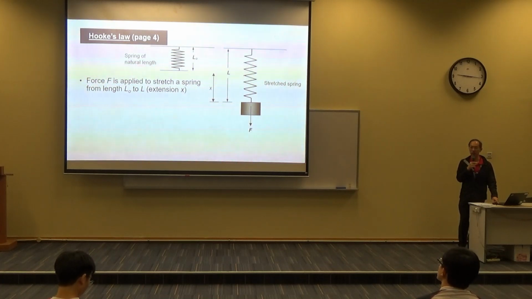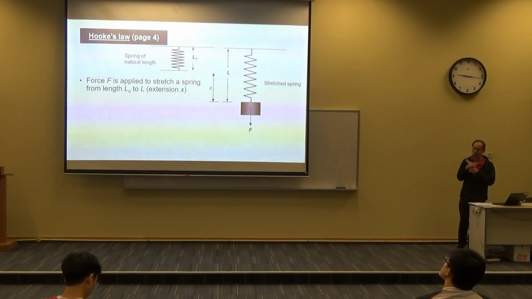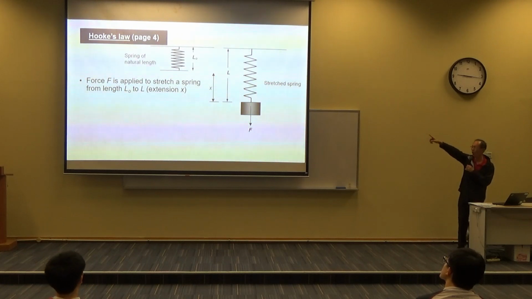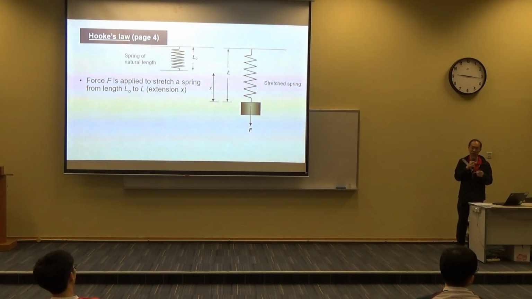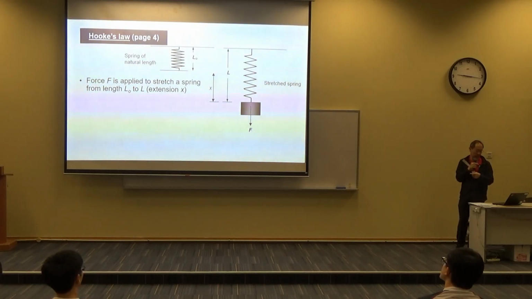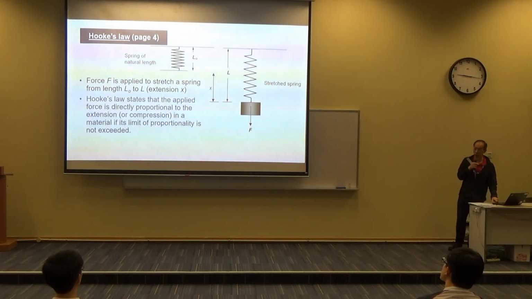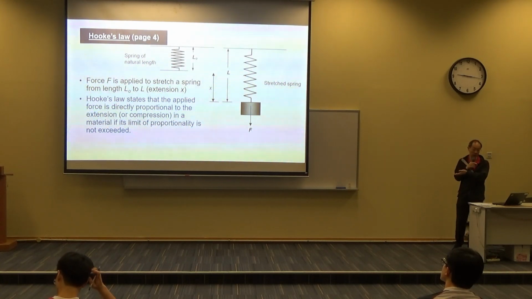Now suppose I have a setup whereby I apply a force so that I stretch the spring from the initial length, which I call L naught, or L0, and I stretch it to L. You realize the force has created an extension. The extension is called X, which is just the difference in the length. And Robert Hooke, who discovered this, named this after himself. He said that the force you apply must be proportional to the extension.